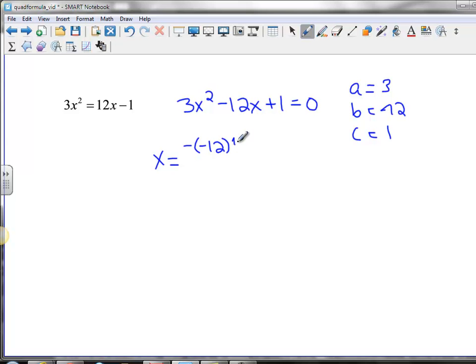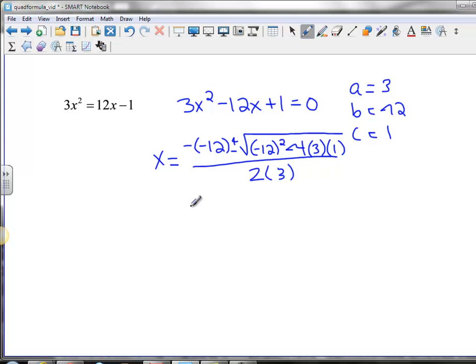12 plus or minus the square root of negative 12 squared minus 4 times 3 times 1, all over 2 times 3. Alright, set it all up properly. Negative negative 12 is 12, plus or minus the square root of negative 12 squared, which is 144. If you get negative 144, you've got to put the negative 12 in parentheses. Minus 4 times 3 times 1, which is 12, all over 6.